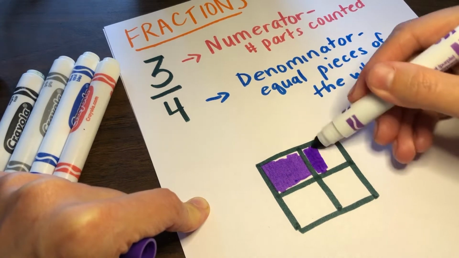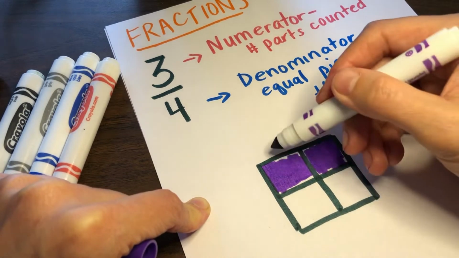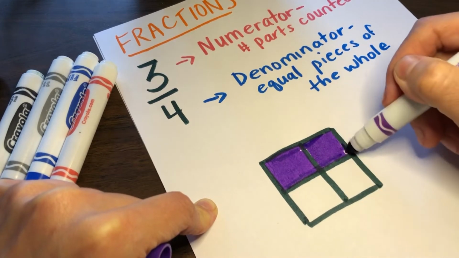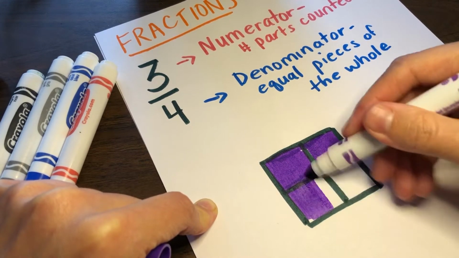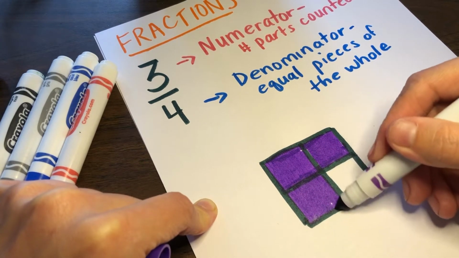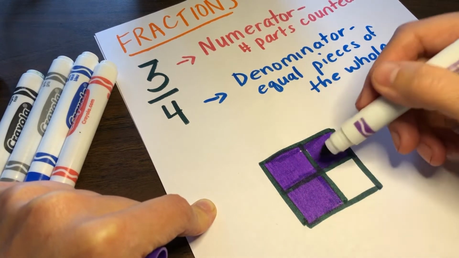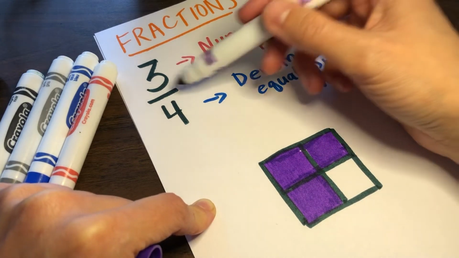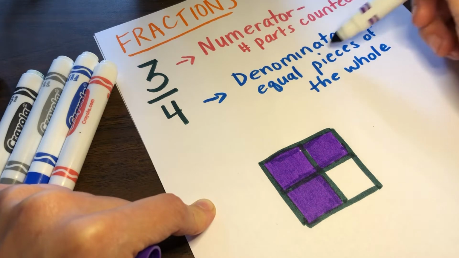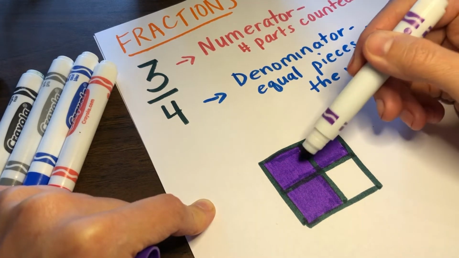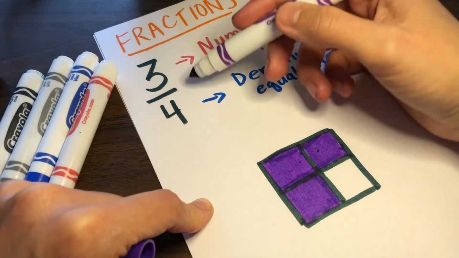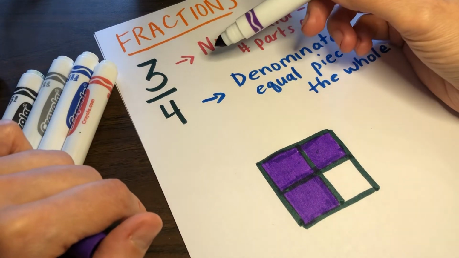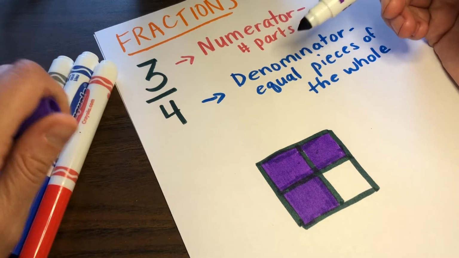So we're going to count 1, 2, I probably should color them all in, make it look good, you know? And 3. So the parts that I counted, 1, 2, 3, and then that goes on top, which is the numerator, and the denominator, the part on the bottom, is the equal pieces of the whole. So there, as a whole, there's 1, 2, 3, 4 altogether. So the number on the bottom is always the amount altogether. The number on the top is the amount that you're counting for a particular set.